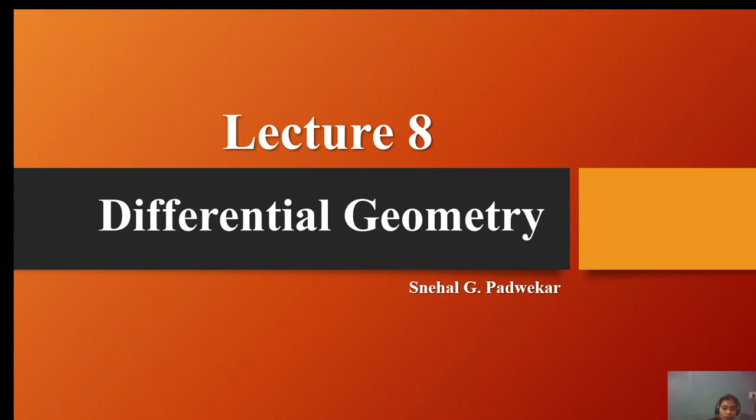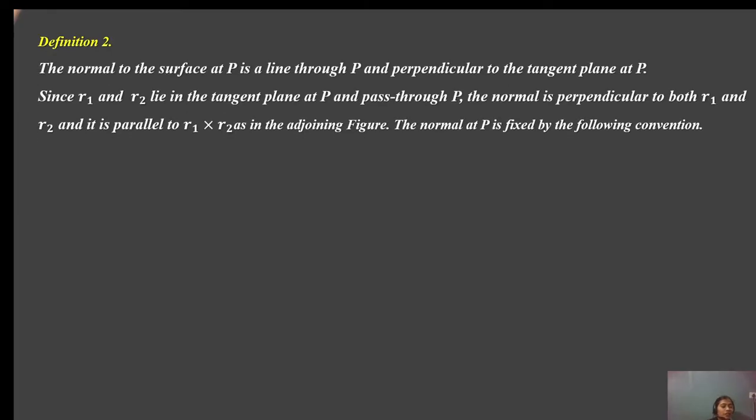Today we discuss the topic of the tangent curve and the tangent plane of the surface. Okay, let us get started. As a definition, we will consider the tangent form, that is the second definition; the first definition was shown in the previous lecture. The normal to the surface at a point P is a line through the point P and perpendicular to the tangent plane at P.